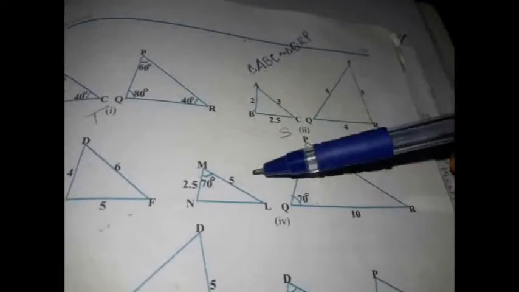2.5, 10, 5, 6, or else 6 and 2.5, 5 and 10, we cannot get the same ratio. Therefore, the two triangles are not similar. So blindly, on looking at it, you should not say that the included angle and two sides are given, therefore they are similar. You should not do like that. You have to check whether the sides are in proportion or not. Only if the sides are in proportion, you can go with similarity criteria.